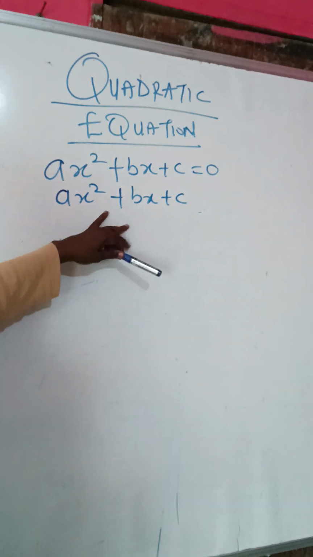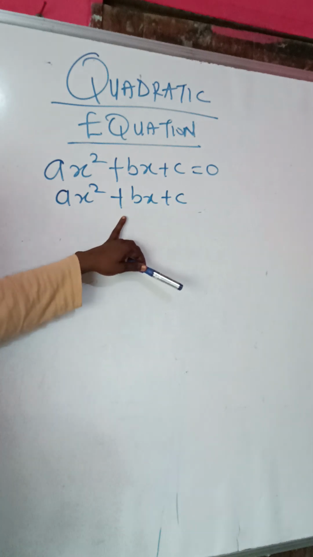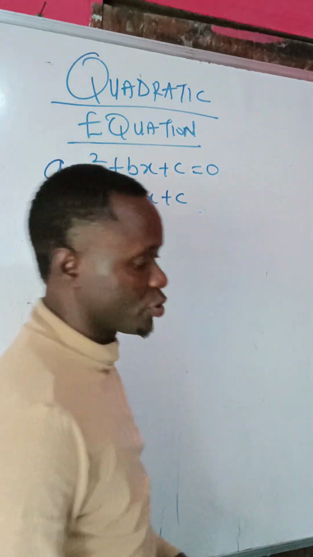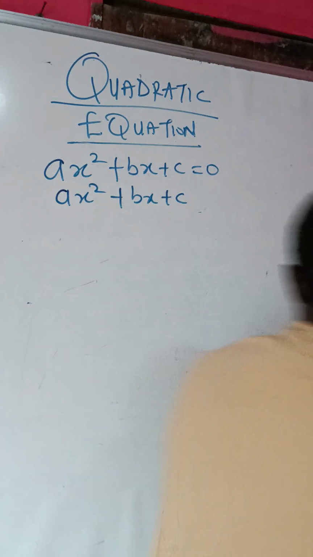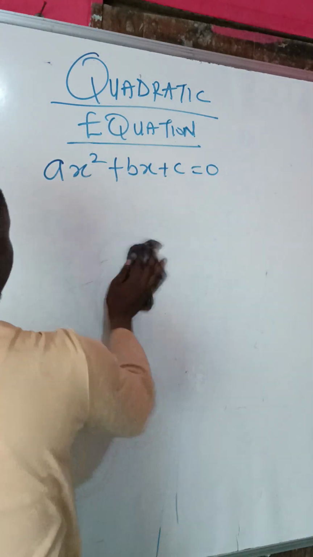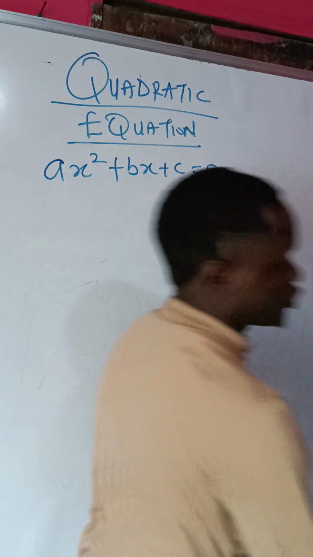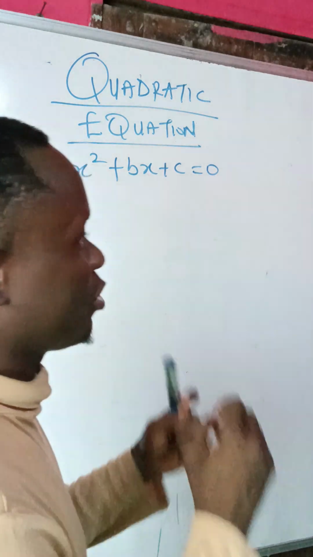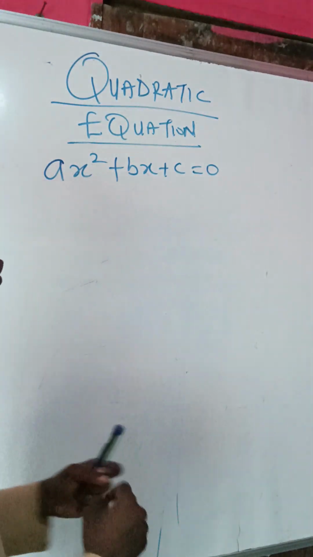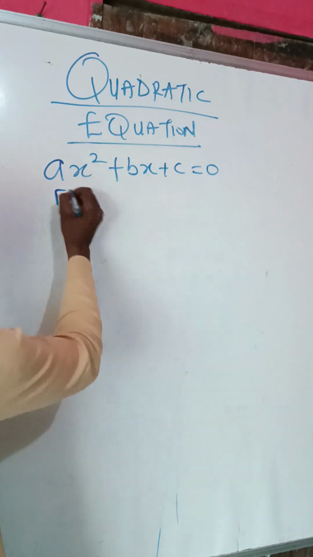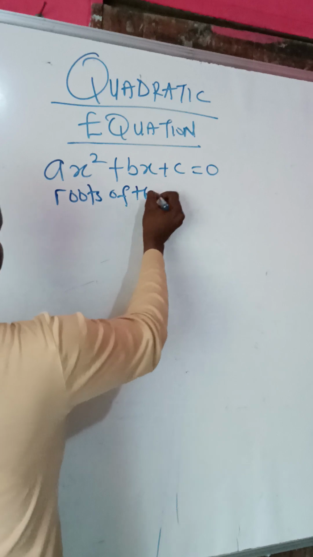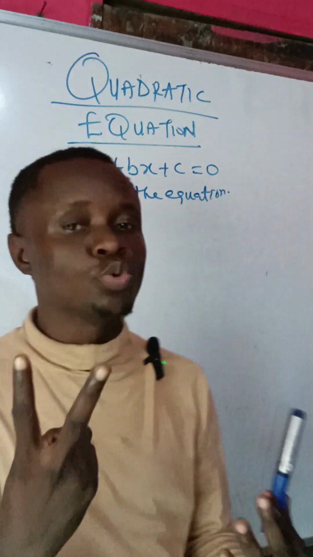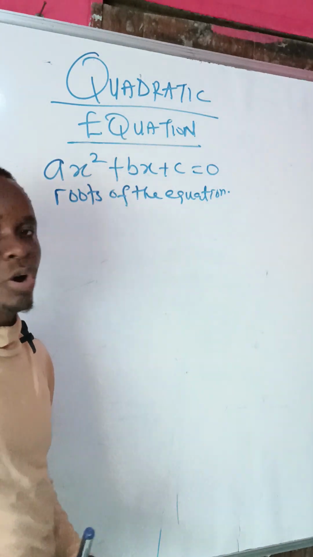Now, in this kind of expression, the value of the unknown is not always gotten. But here, once it is equal to 0, it means that we must be able to get the value for the unknown. So, we have different methods of solving quadratic equations. But before that, we must understand what we call the root of the equation. The purpose of solving a quadratic equation is to get the root of the equation. And the root of a quadratic equation is always 2. It could be positive or negative.